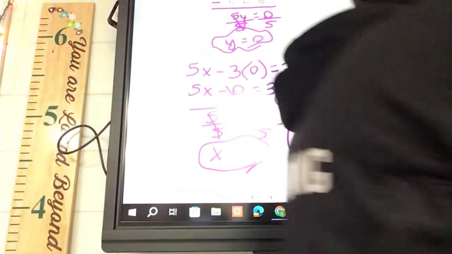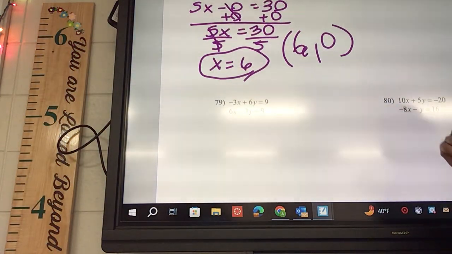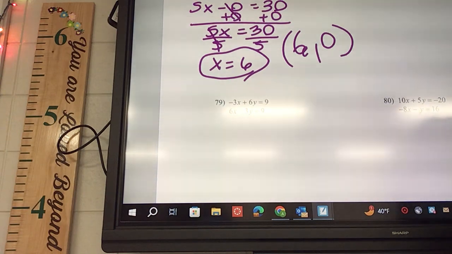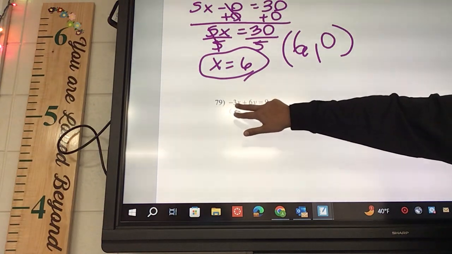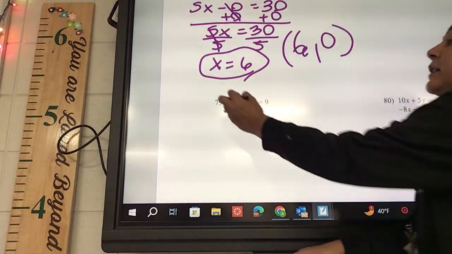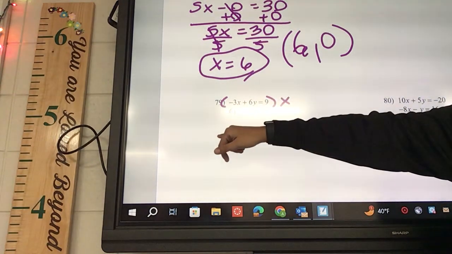Okay, 79 is the multiplication one. We are just going to do that first multiplication step. So what would you like to cancel, the x's or y's? X's, okay. Which x is smaller, 3 or 6? 3, so that means that this one is the one that gets parentheses. 3 times what gives me 6?